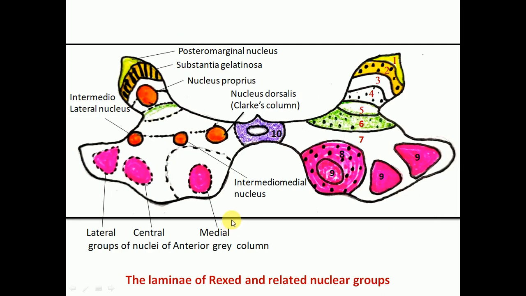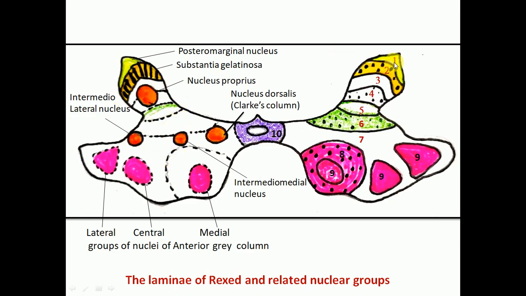Next to this, for experimental purposes, a number of nuclear groups can be formed and arranged by Roman numerals, and that is given by the laminae of Rexed. So, it is divided into 10 different zones, or we can say 10 laminae. These laminae are according to the presence of these nuclear groups.